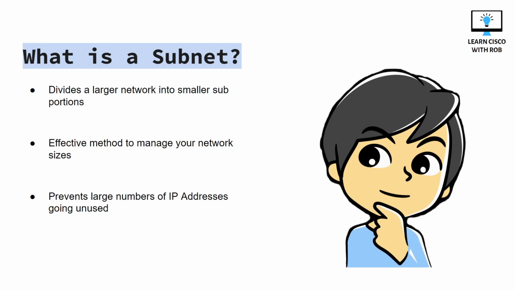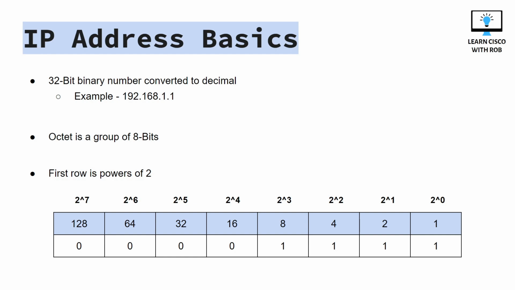Moving on to the basics of IP addresses, they are 32-bit binary numbers which can be converted to decimal. An example of an IP address, which I think we are familiar with, is 192.168.1.1, which you'll see probably on your home router or any other places that are very small. These IP addresses are separated into what we call 4 octets, and each octet is a group of 8 bits, which is where you get your 32-bit binary number from.